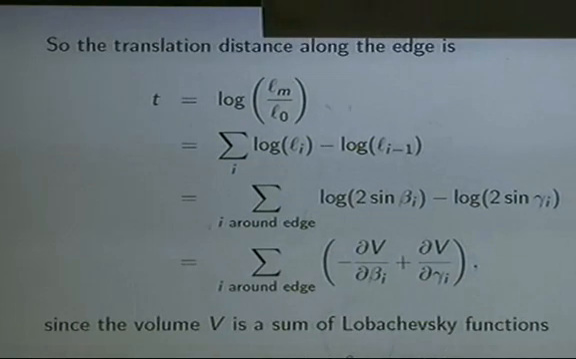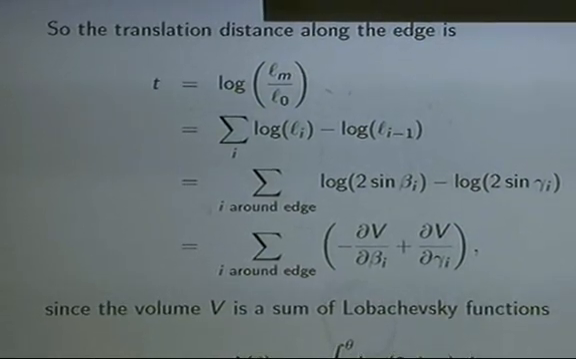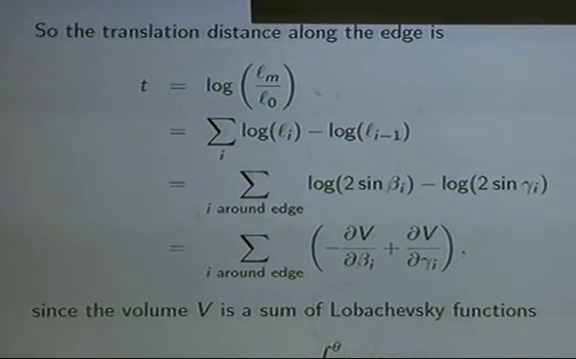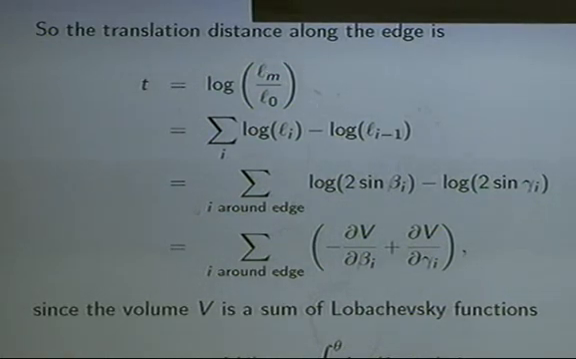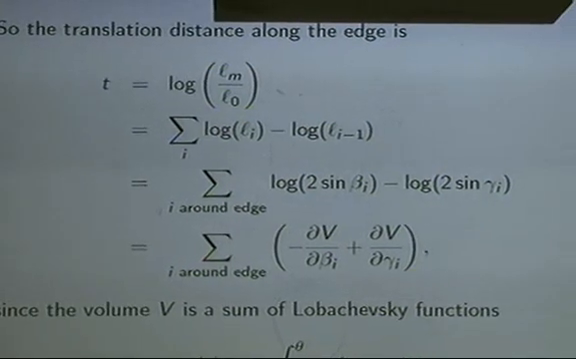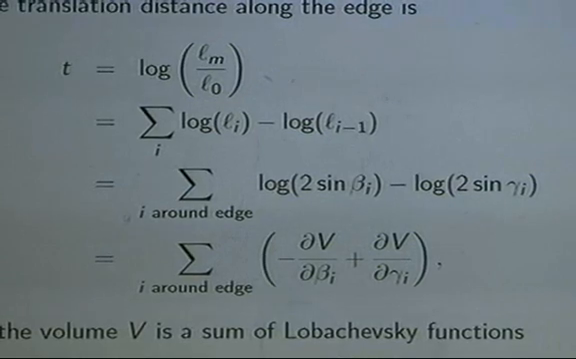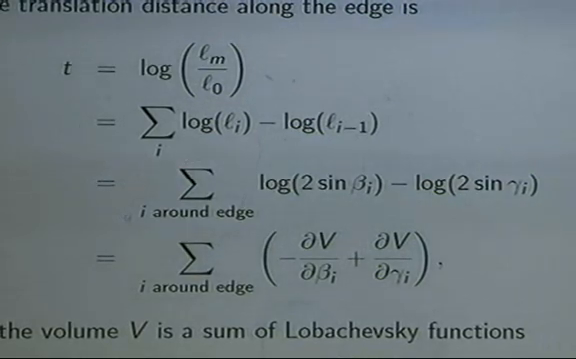So it turns out the translation length along the edge is actually log of this ratio, Lm over L0. But in any case, for no translation, Lm should be equal to L0, so log of this thing should be 0. So we want this t to be equal to 0 for each edge. Okay, so let's rewrite this. Log of this, you can write as a sum. It's a sum of log Li minus log L(i-1), where i varies over all the pieces coming together around the edge.